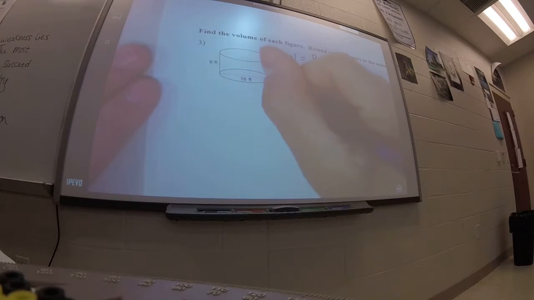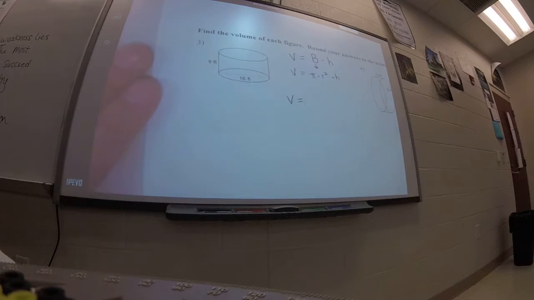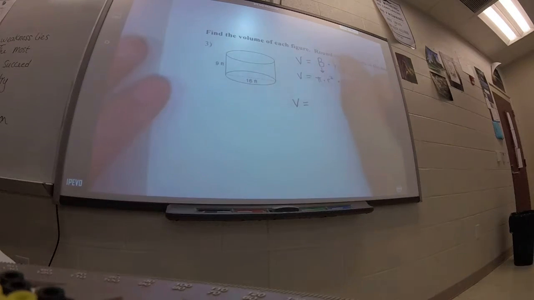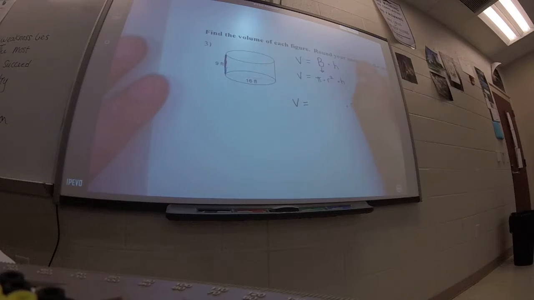So if I look at my shape, one of these letters is already given to me. All right? Which of these letters up here is already given? Okay, good. I'm glad you said the height and not the radius. So I'm going to go ahead and fill in the height, which is the up and down, which happens to be 9 feet. Okay? Now pi is a constant. Okay? And then let's be really careful.